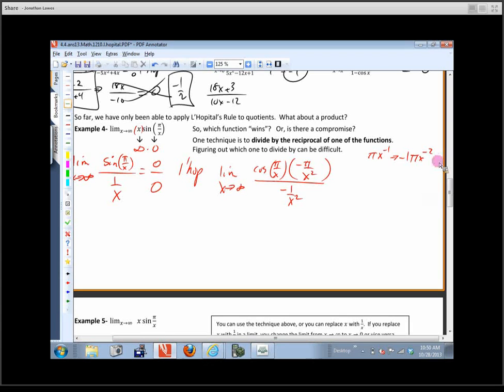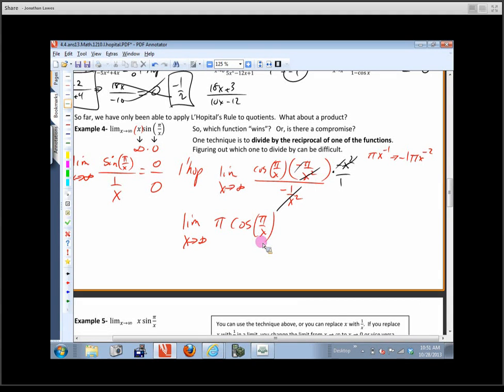So why is this helpful? Now I'm going to take this and I'm going to simplify the complex fraction. So this is going to be multiplying by negative x squared over 1. I take the denominator, flip it over, and multiply. Why do we like this? Because then I can cancel this with this. I can cancel the negative with the negative. So I've got this. This is the limit as x approaches infinity of, I've got a pi sitting out front, and I've got the cosine of pi over x here.